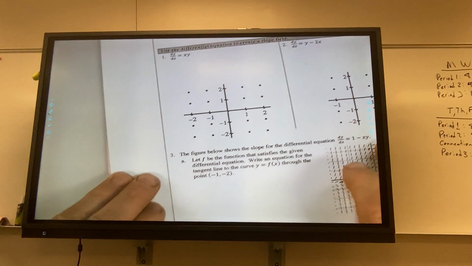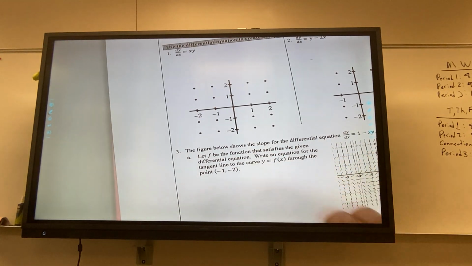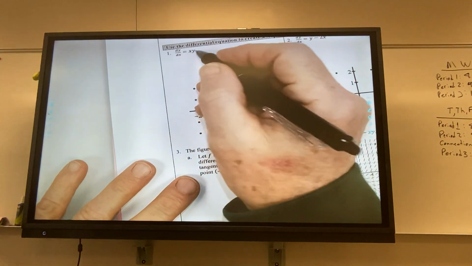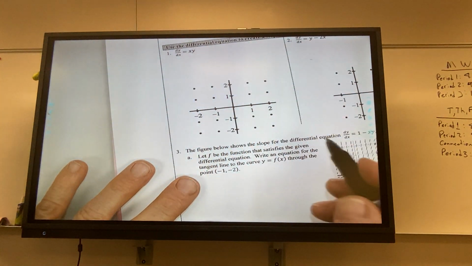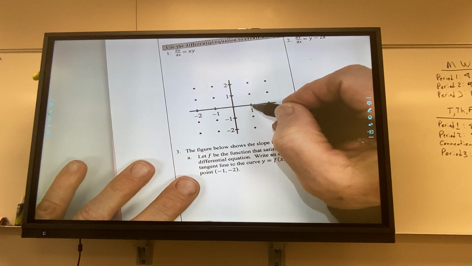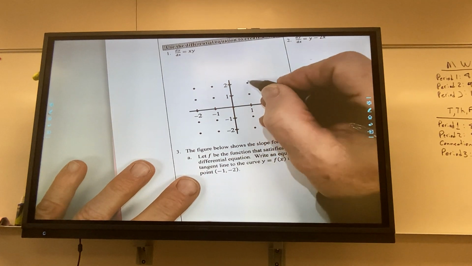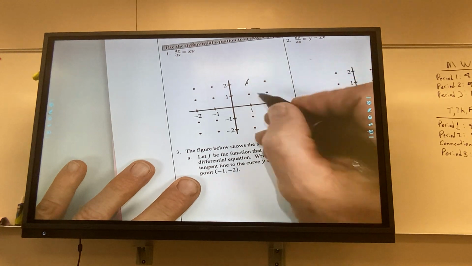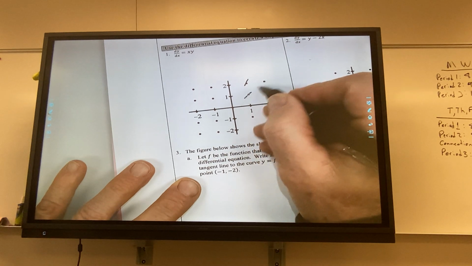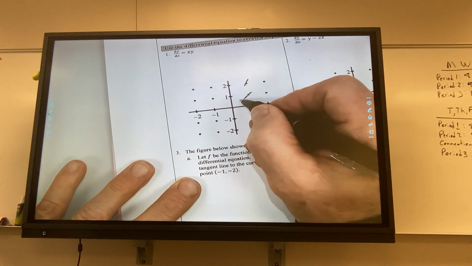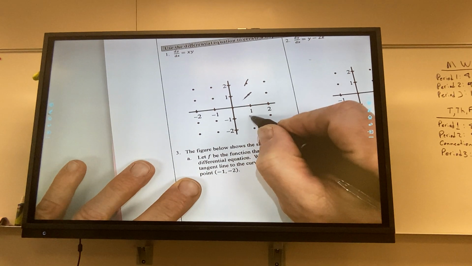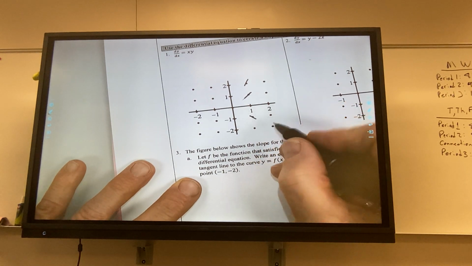So right here, here's a differential equation, and it has some spots. Right here, I'm going to take a look. This is a product. So here are some points. I said this point is 1, 2. If I multiply that, I'm going to have a slope of 2. Here I'm going to have a slope of 1. I always think the slope of 1 kind of goes at a 45-degree angle. Here I'm going to have a slope of negative 1. Here I'll have a slope of negative 2.